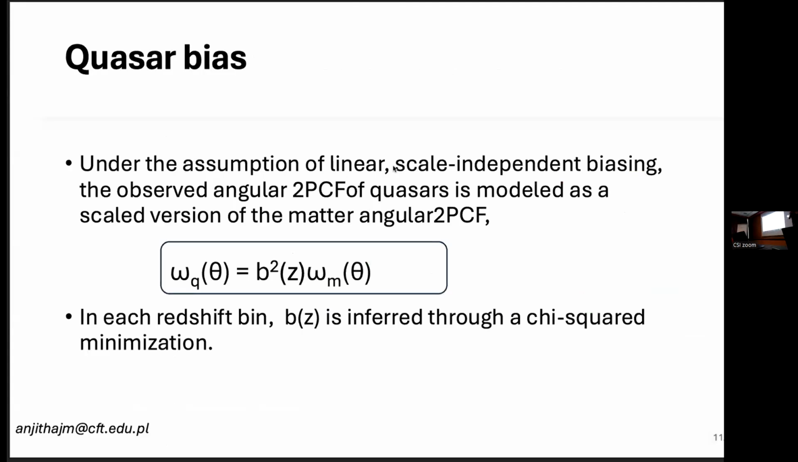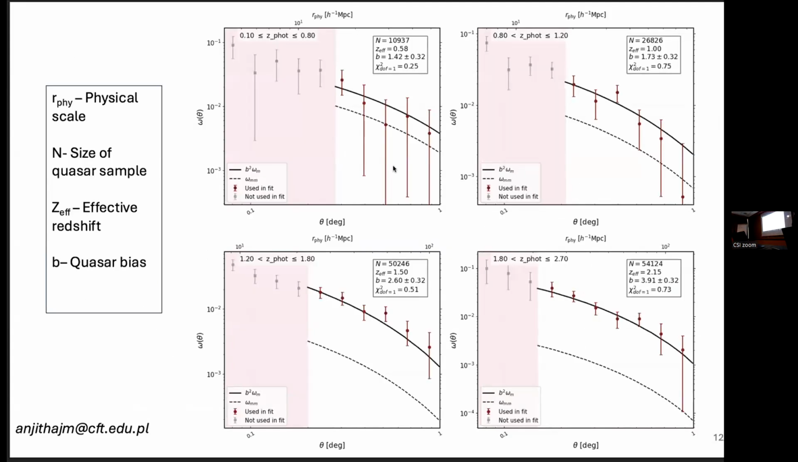So now we have the angular 2-point correlation function of matter and the angular 2-point correlation function of quasars. These are connected by a bias factor. Here we assumed a scale-independent linear bias. In each redshift bin, this bias is inferred through chi-square minimization. This is the key plot in this talk.